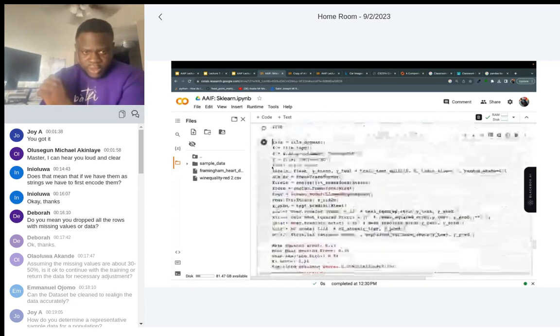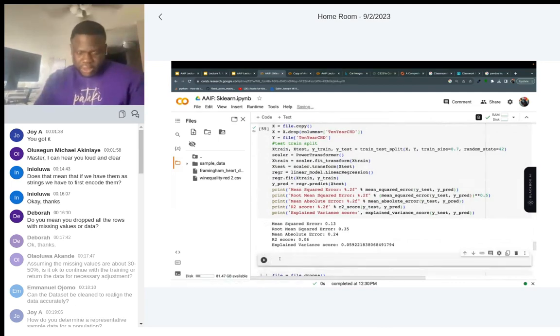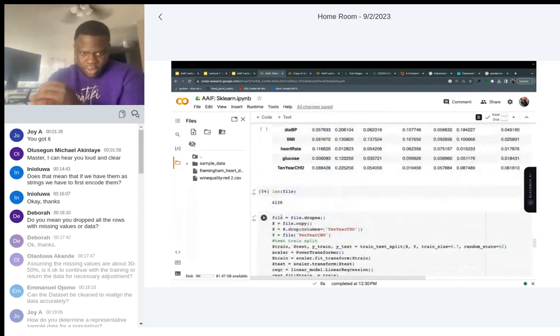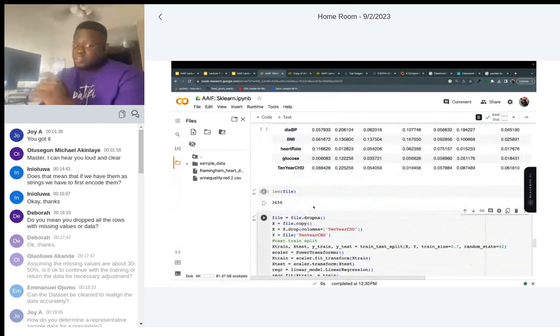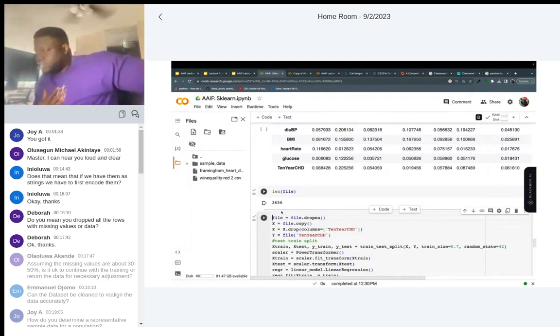I've not dropped it. Okay, let me drop it. So after dropping it, I have 3,656 rows left. That means some rows have some missing values, it's scattered about. It's not the same rows that have missing values. It's scattered about. So all those values, because I can't just guess someone's age, right?